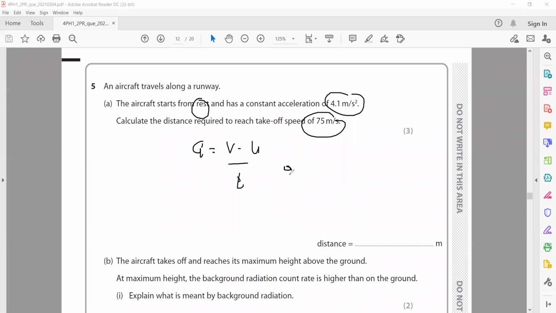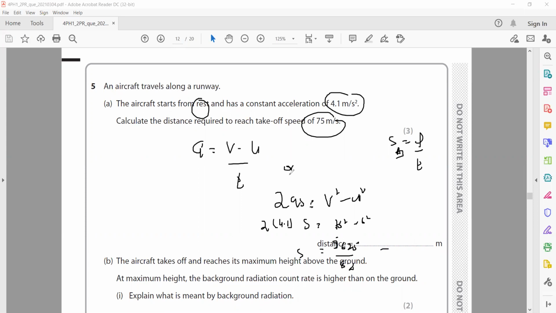After getting the time, then speed is distance over time, but what we substitute here, we'll substitute average speed, or we can use the equation of motion. 2as is equal to v squared minus u squared. So 2 into acceleration 4.1, distance we don't know, the final speed is 75 and the initial speed is 0. 75 squared, which is 5625, divided by 8.2, we'll get the distance, which is 690 meters.